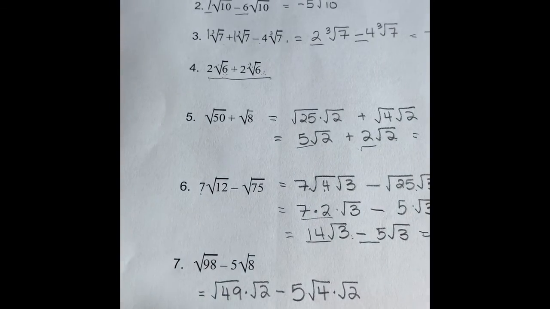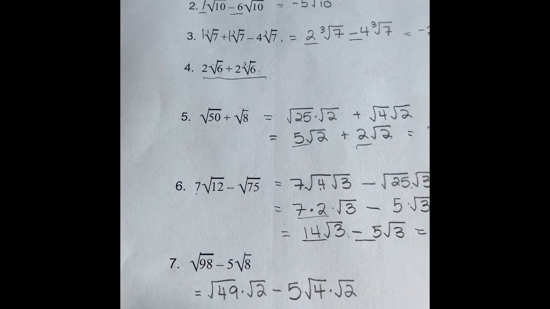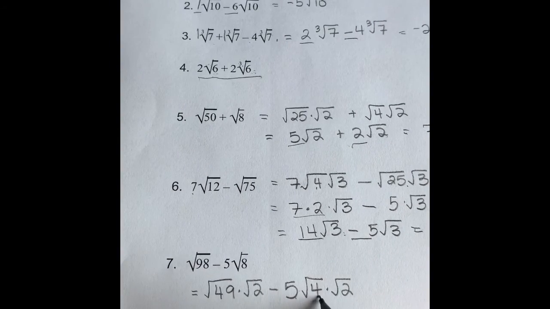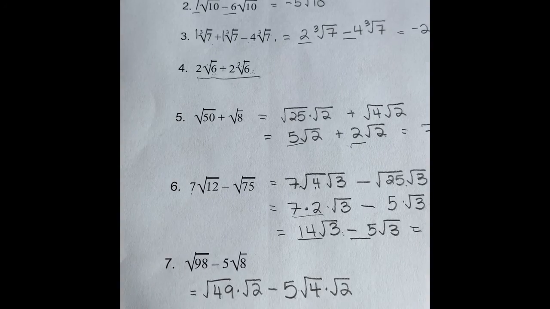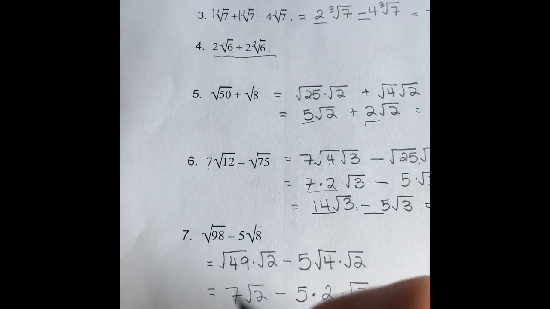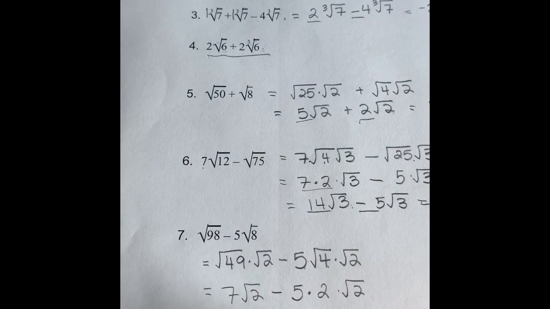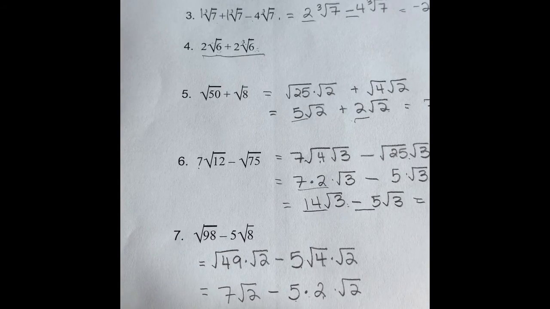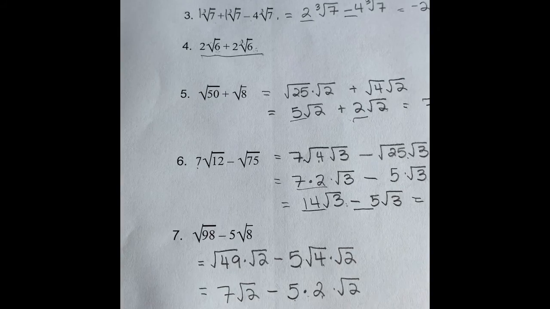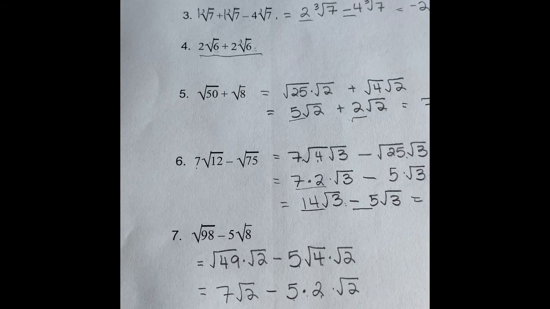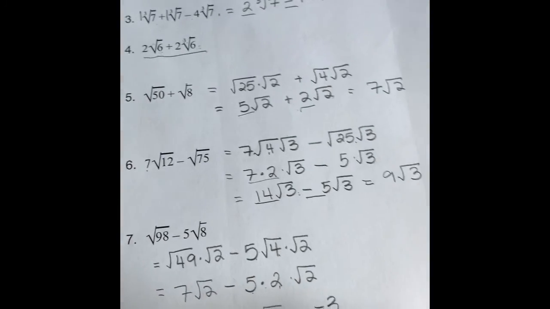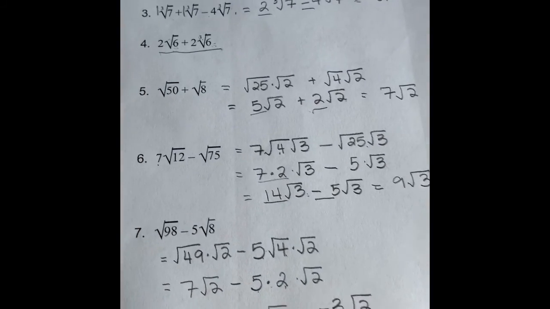So now the square root of 49 is 7. So we have 7 square root of 2 for the first one. Minus, we have that 5 times the square root of 4, which is 2. Carry down your square root of 2. So we have 7 square root of 2 minus 5 times 2 is 10 square root of 2. Now you can see that they are like terms because they both have a square root of 2. So 7 minus 10 is negative 3 square root of 2, and that's our final answer.